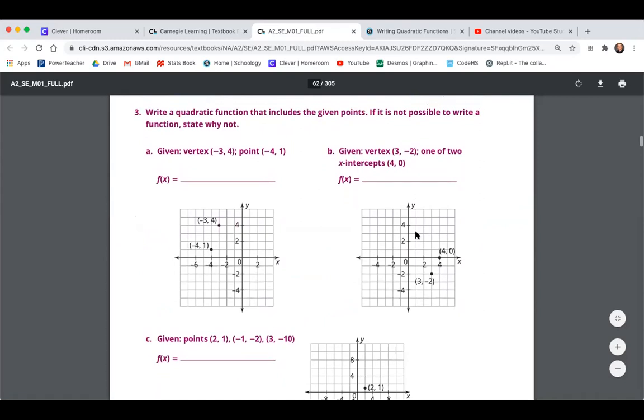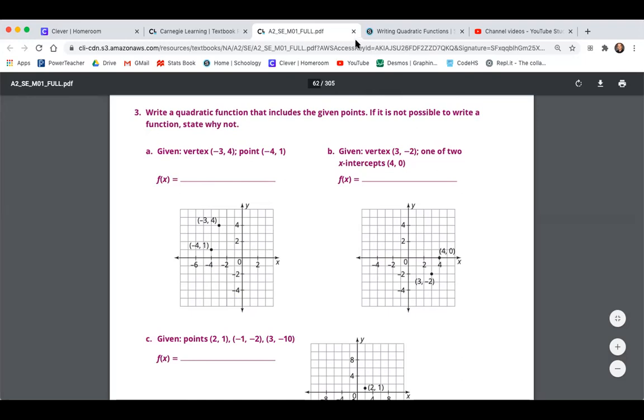We're actually going to write some function rules given a vertex and a point on our parabola. If I were to draw this, just to give you a better idea, here's our vertex at -3, 4. I'm going to go down through this point. My parabola is going to continue, and I'm going to be doing the same thing on this side. So that's kind of what our parabola should look like when we graph it. But what's the function rule that produces this parabola? Let's figure that out. So we have a vertex, -3, 4, passes through point, -4, 1.